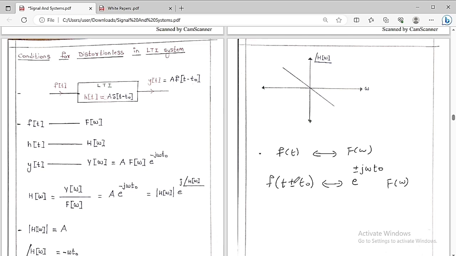I could get this from the Laplace domain also. You know the Laplace domain formula: if we put s equal to j omega, we get the Fourier transform. Therefore this is what I have written.